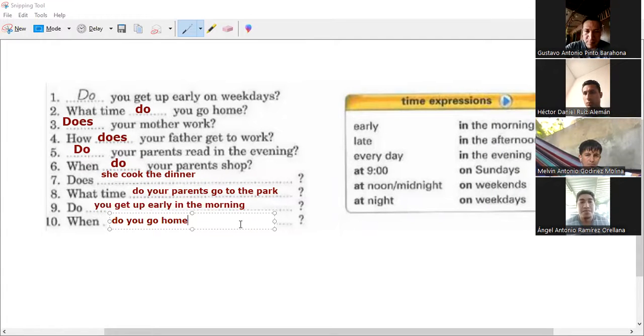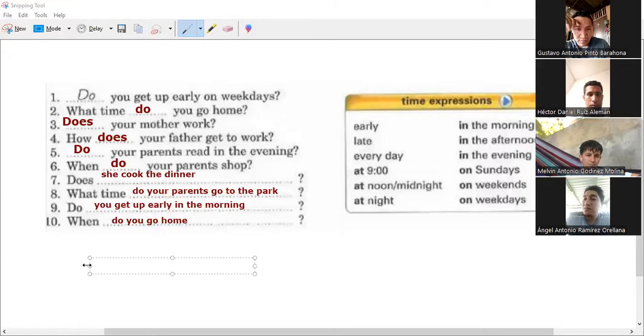Yeah. Do we understand how to make questions? ¿Han entendido ese ejercicio o no? No. No mucho, teacher. Okay. You have to follow a structure. Okay. The structure is do or does. ¿Han entendido la diferencia entre do and does? Yes. Okay.